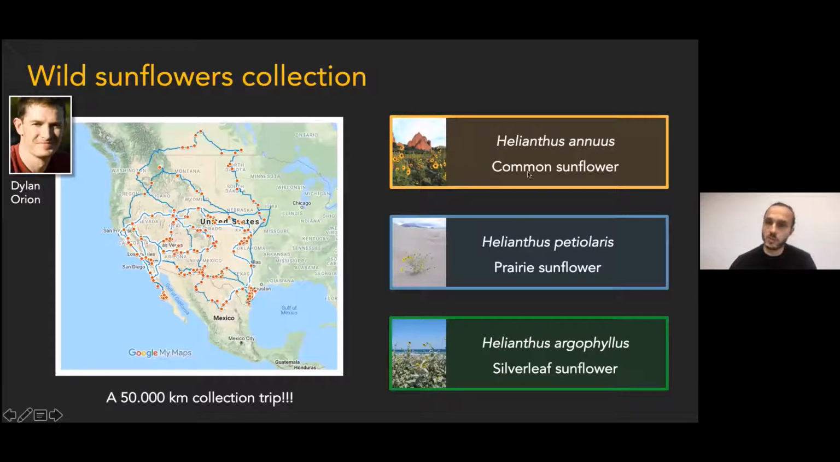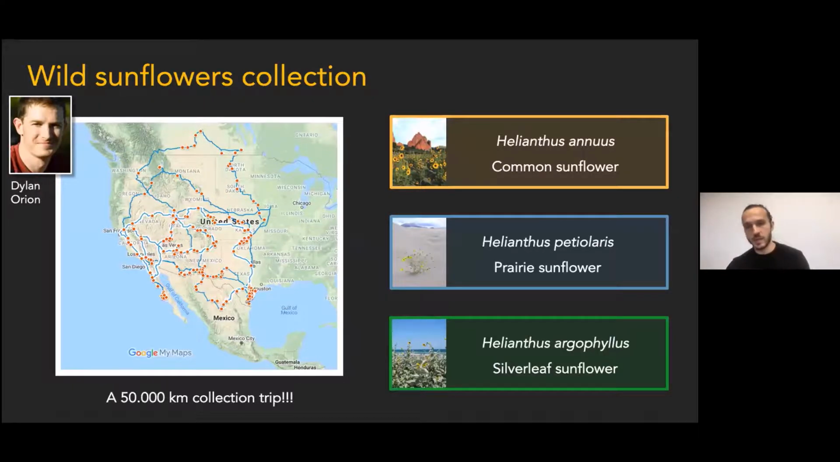He focused on 3 species of wild sunflower. The first one is Helianthus annuus, the common sunflower, which is the progenitor of cultivated sunflower, of course, and that's what I've been mostly talking about today. He also collected a lot of plants for Helianthus petiolaris, which is the prairie sunflower. Like Helianthus annuus, it has a very broad distribution in North America, but it prefers sandier soils. And then he also collected Helianthus argophyllus, although I will just briefly mention this later on, which is the sister species of Helianthus annuus, and it's endemic to southern Texas.